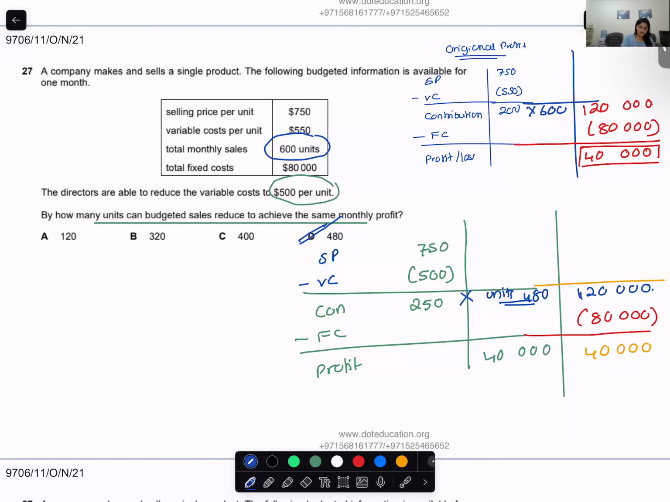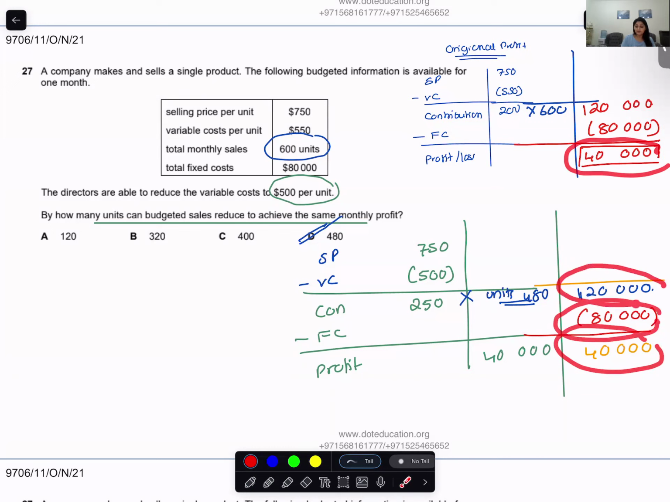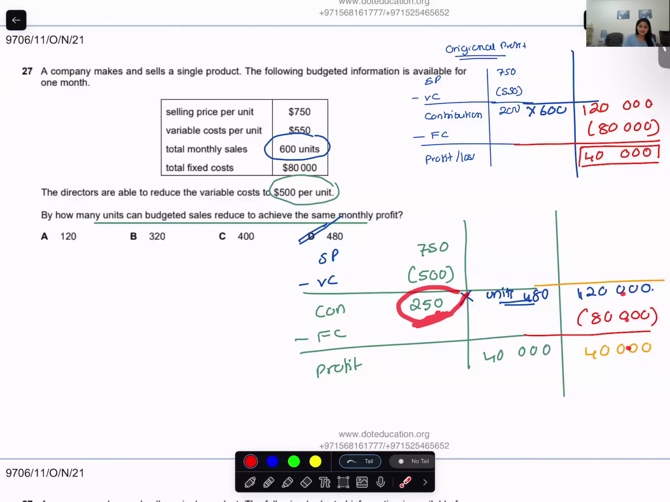Yes, miss, I understood. You wanted the same profit to be there. Fixed cost will remain the same. So your contribution would remain the same because you wanted the profit to be the same. But the contribution you have per unit has reduced. Yes, it has reduced to 250.